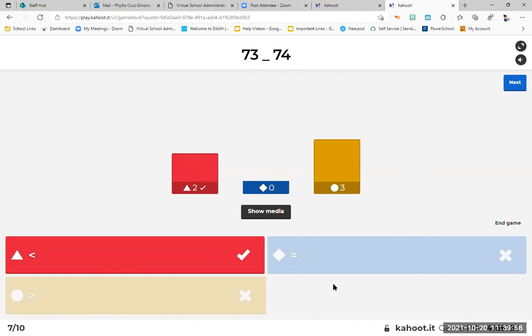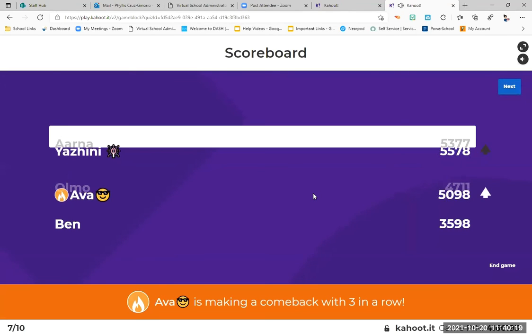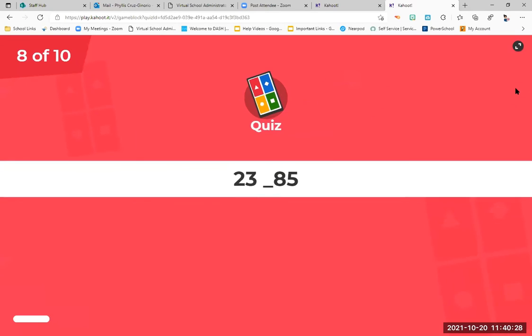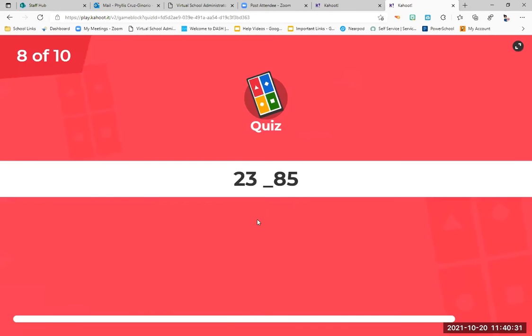Can you unmute and tell me which one has more ones? 74. Beautiful. So your gator mouth is going to open up and gobble 74. I'm not going to turn the other way because then the gator would be confused. He would go to the smaller number and that wouldn't make sense. We would read it the wrong way. 73 is not greater than 74. So remember, the way you put your symbol has to make the sentence make sense.